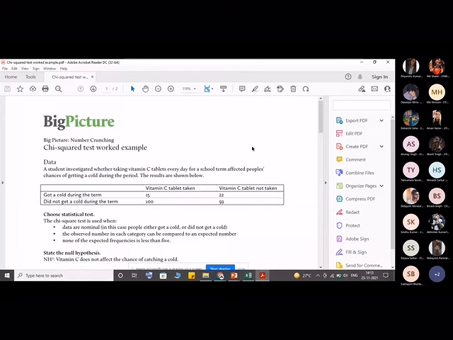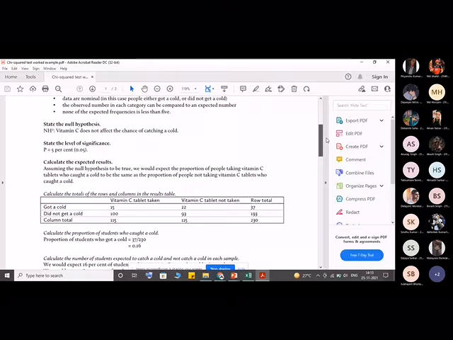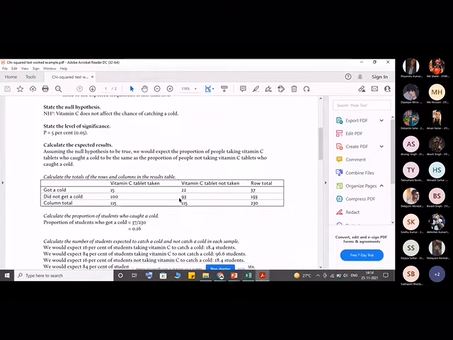So let me open, then it will be easy to understand. Suppose this is the table: 15, 22, 100, 93. What you have to do first is find your row total and the column total. In the case of row total, suppose these are the values 15, 22, 100, 93.